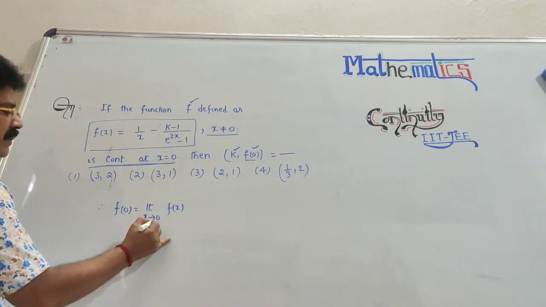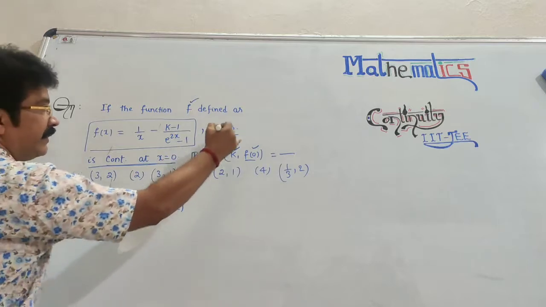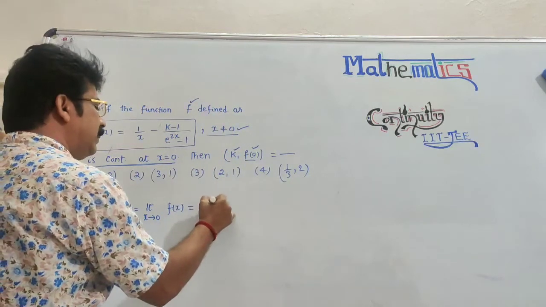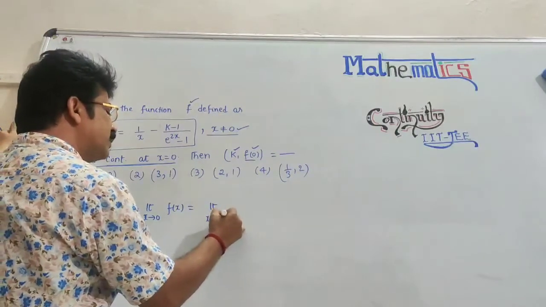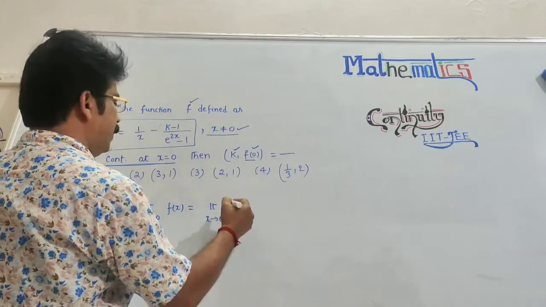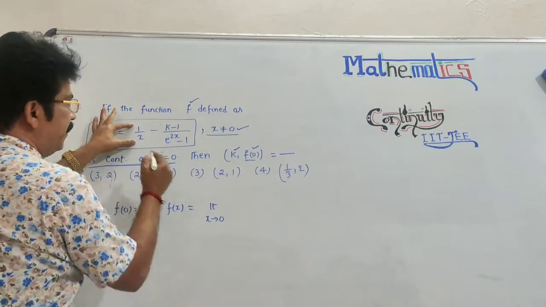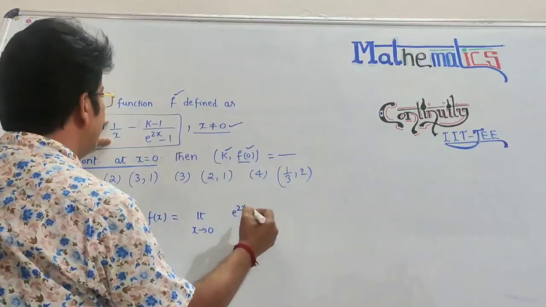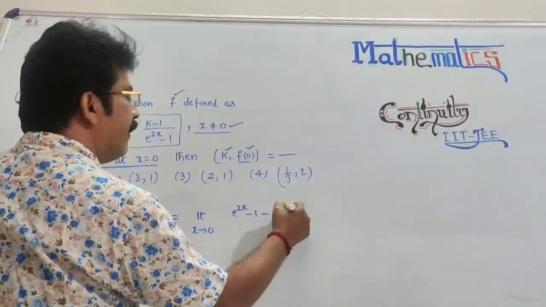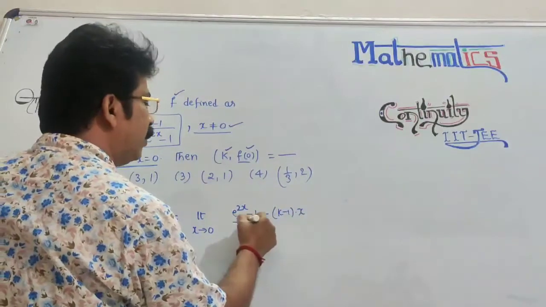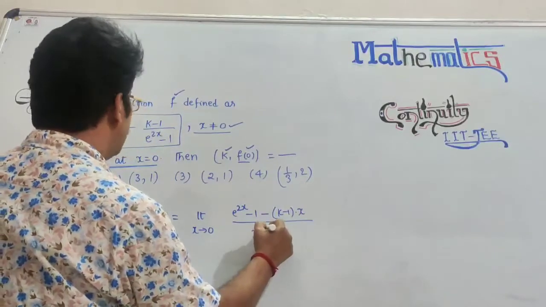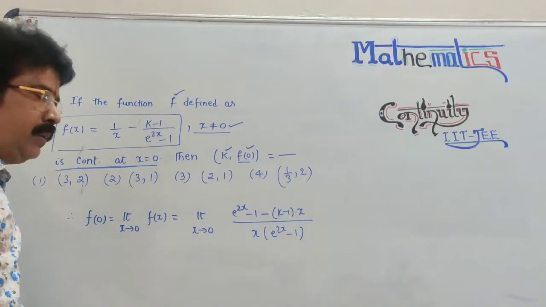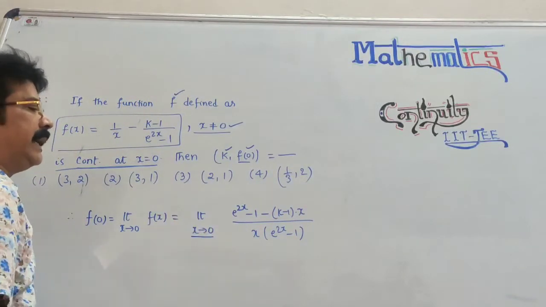x tends to 0 means x not equal to 0. So where is the x not equal to 0 case? Here. So therefore that is equal to limit x tends to 0 of f of x. First stage, simplification: (e power 2x minus 1 minus (k minus 1) into x) whole divided by x into (e power 2x minus 1). Now put x equal to 0 directly.